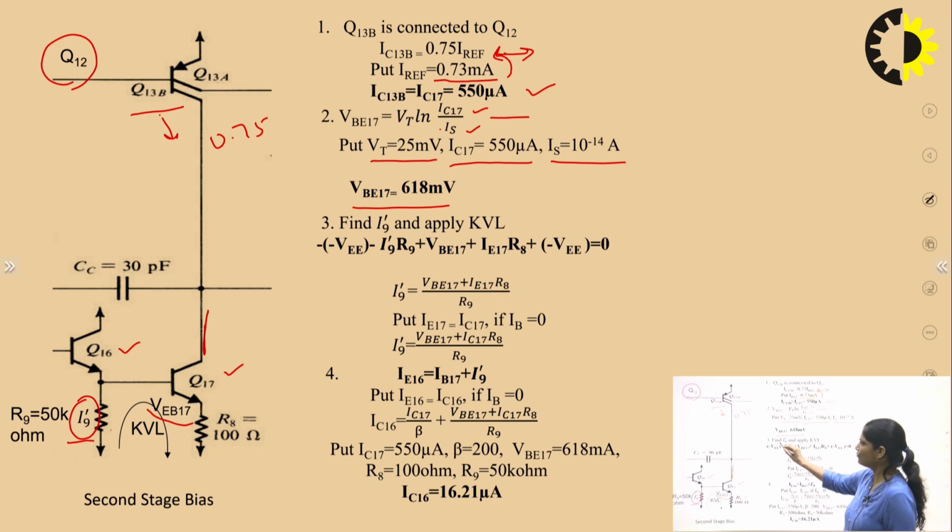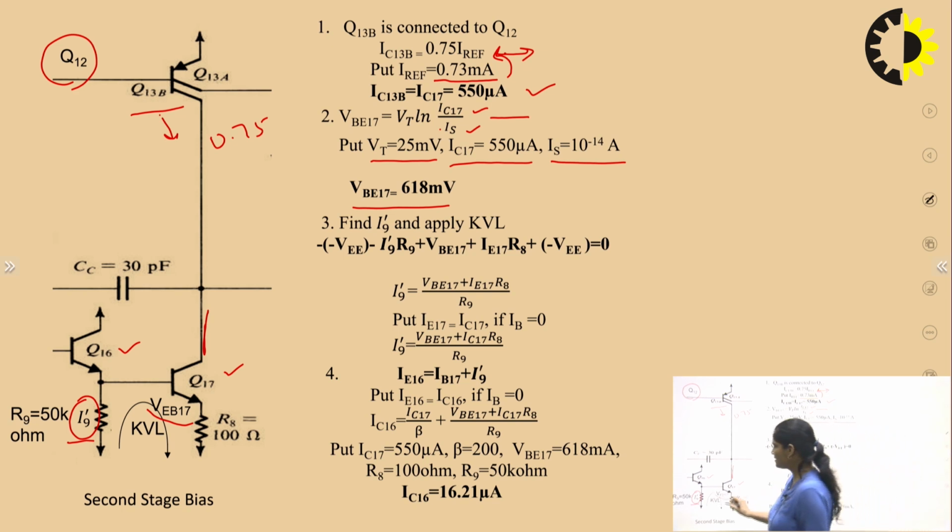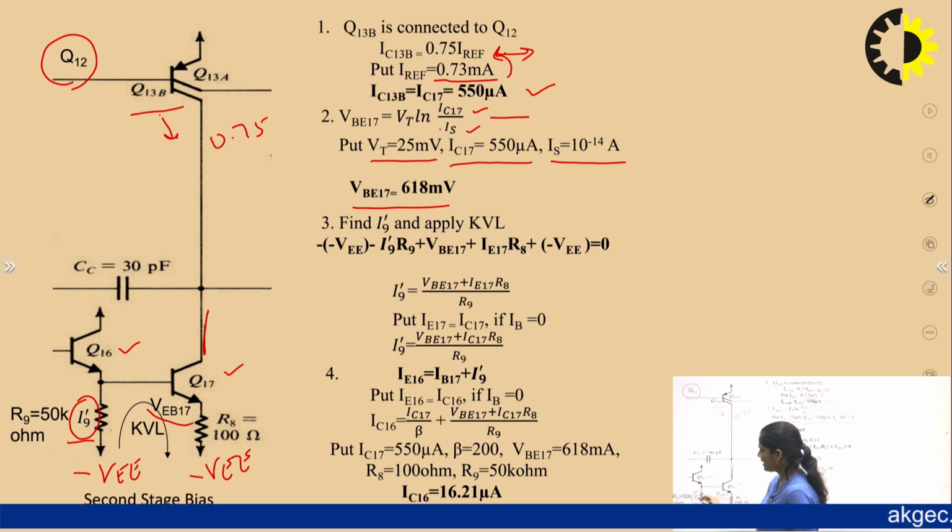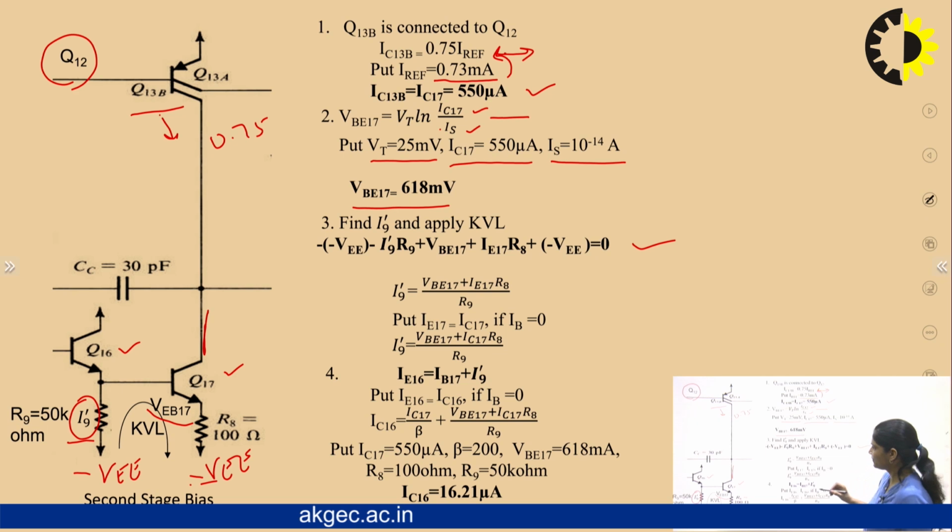Now here we have to find out I9 dash. Apply KVL in the circuit diagram. So if we are applying KVL, this is minus VEE and this one is also minus VE. So when we apply KVL, we will get minus VE minus I9 dash R9 plus VEB17 plus R8 into the emitter current IE17 plus minus VEE. So this is the KVL equation. Now find out I9 dash, that is equal to, this one cancels out, VBE17 plus IE17 R8 upon R9.